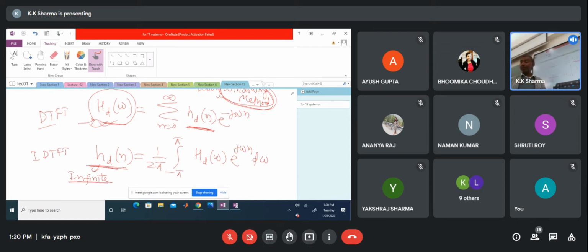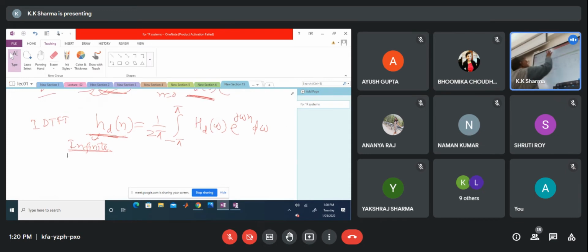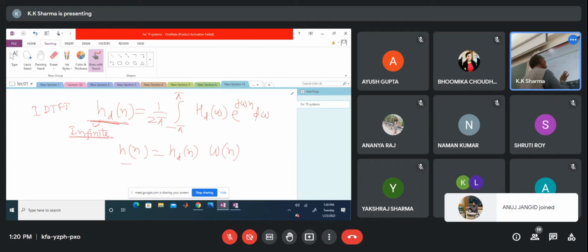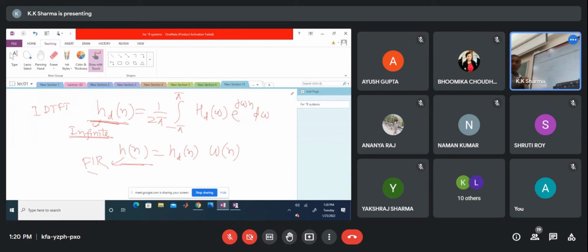But we are interested in the design of FIR filters. So how to convert this IIR filter into an FIR filter? This you can do by multiplying this h_d(n) by some window function. So now this h(n) will be FIR. That's why the name windowing technique here.